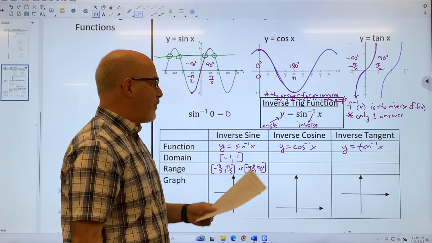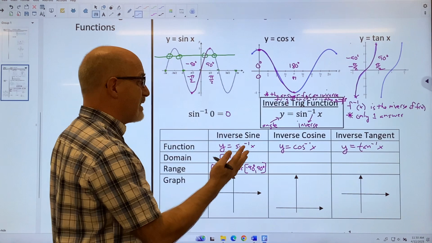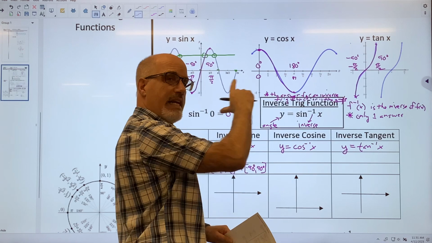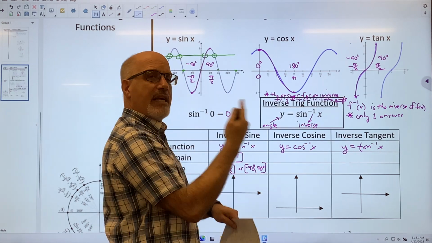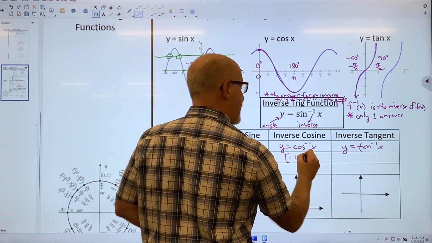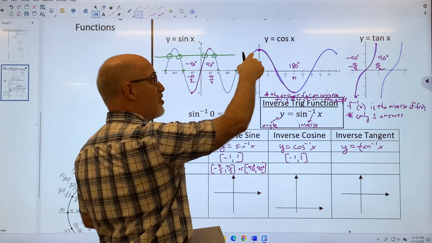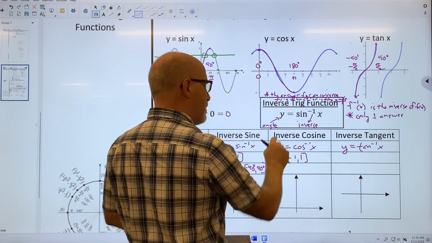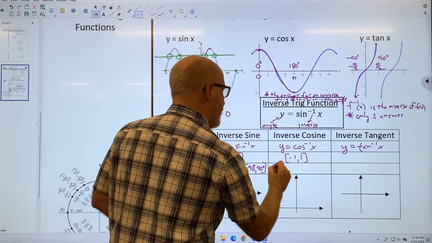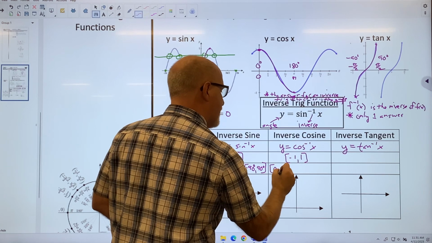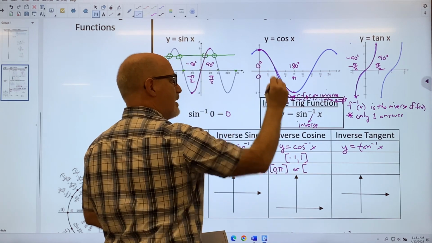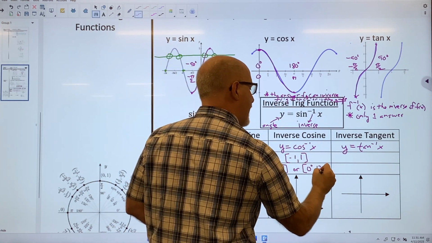So if we're dealing with the cosine, the domain is the range of the original. So it still goes from -1 to 1. So the range of the original is the domain of my inverse. So from -1 to 1 for this one, same domain as this one. But the range changes. Notice that these x values become the y values of the inverse, and so these x values from 0 to pi are different than the inverse sine. And if we use it in degrees, it's 0 degrees to 180 degrees.